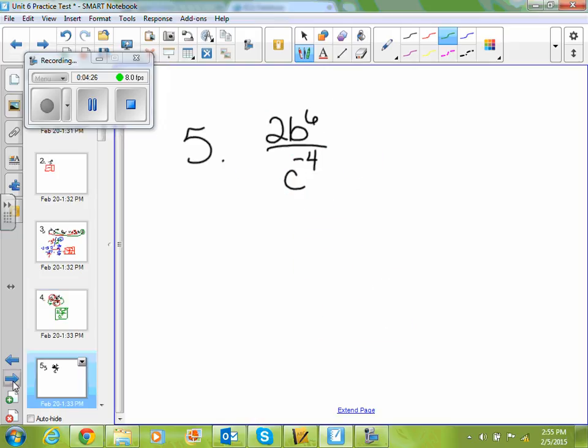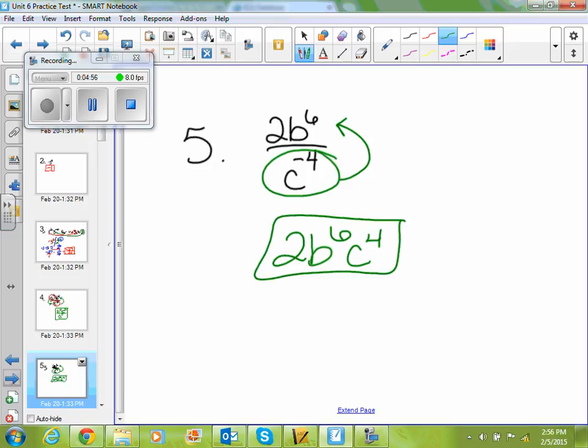Number 5, b to the 6th over c to the negative 4. I only mess with negative exponents, so what's my negative exponent? C to the negative 4. It's on the bottom, so where do I need to move it? To the top. I leave the 2b to the 6th alone, and then the c to the 4th comes on top, and that 4 becomes positive. So 2b to the 6th c to the 4th.